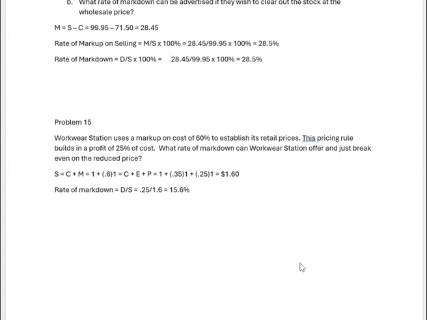To expand it out even further, I've got cost plus expenses plus profit. So 1, and then for expenses, we know that our expenses are 35% because our profit is 25%. The markup is 60%, and it's telling us our profit is 25%, so therefore our expenses must be 35%. So I've got $1.60. Then if we do our discount, we want to bring it back down to just breaking even. It's 0.25 divided by 1.6, which equals 15.6%.